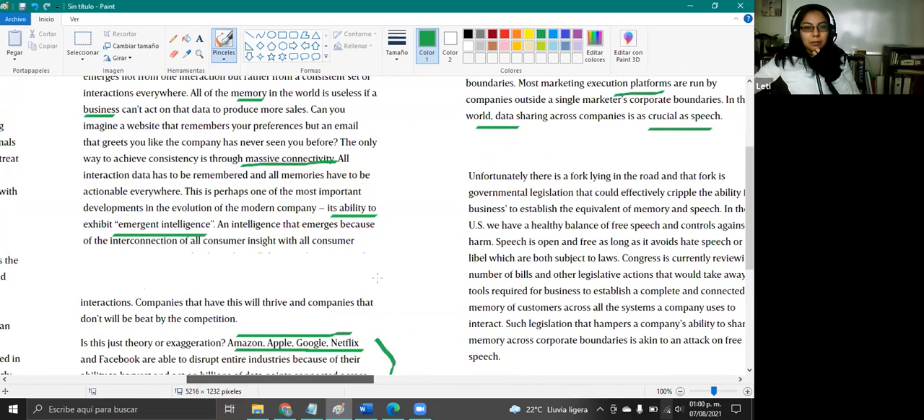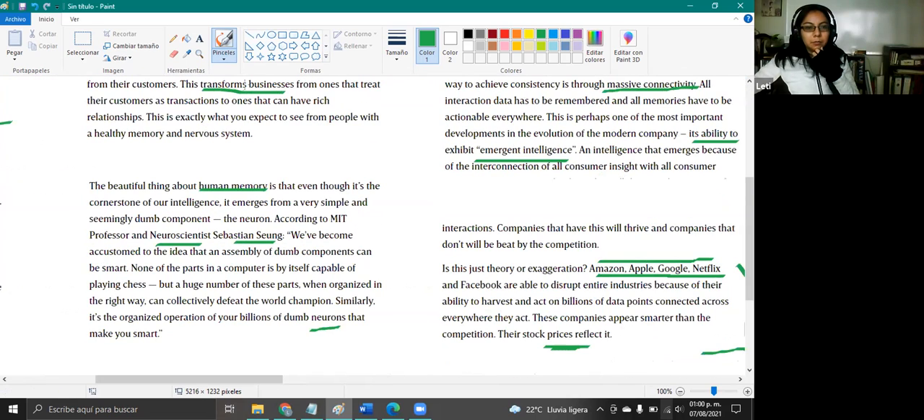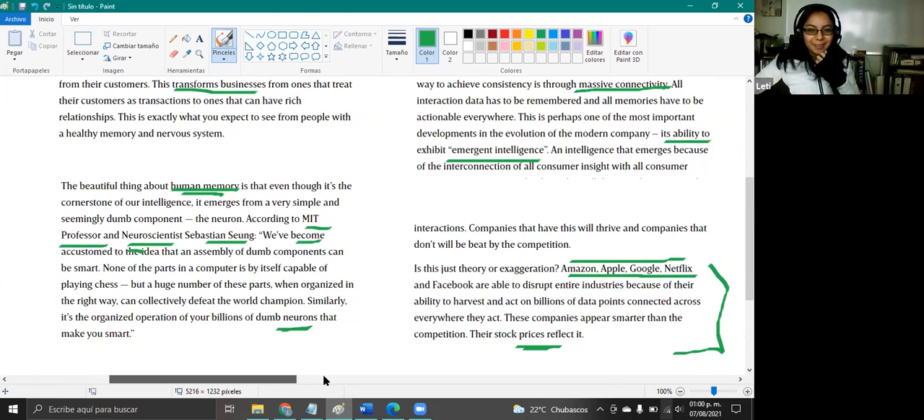It's the same with other things, like when you have names. For example, this one talks about human memory, neuroscience, maybe a professor, what he said, and neurons, and that's all. Well, it's just a tip.